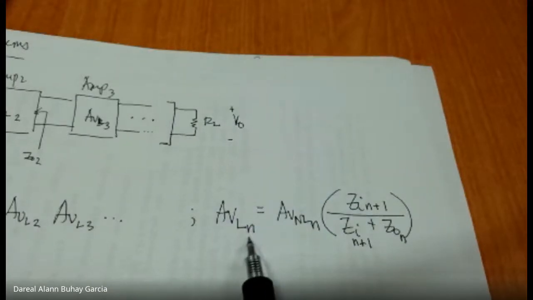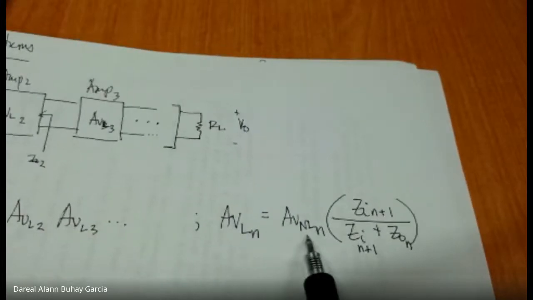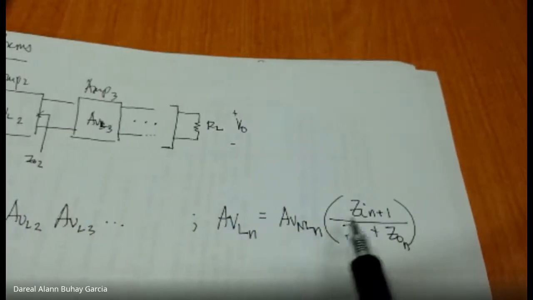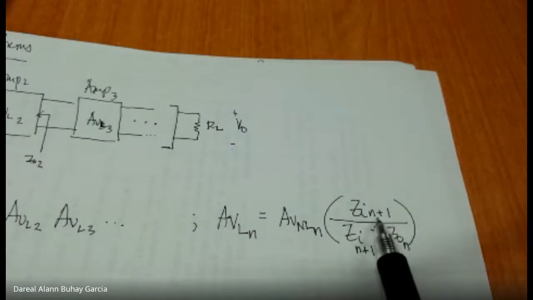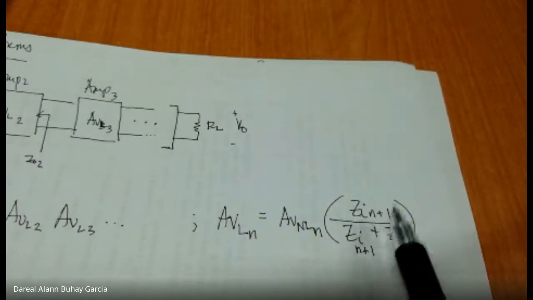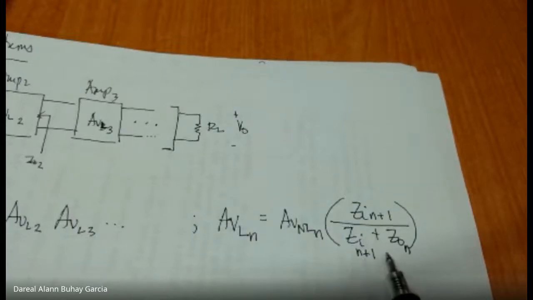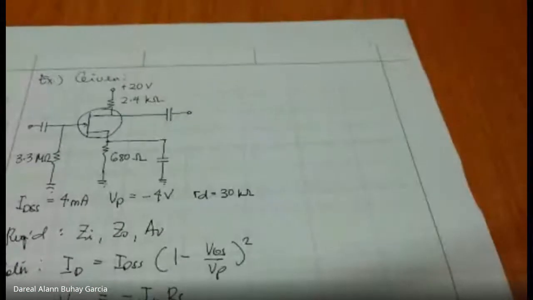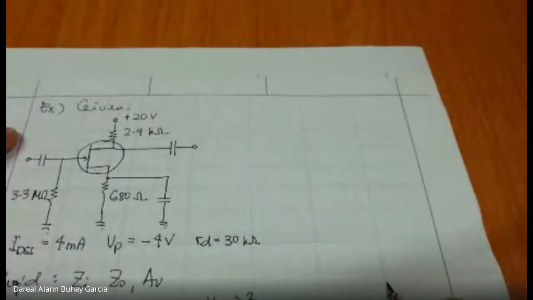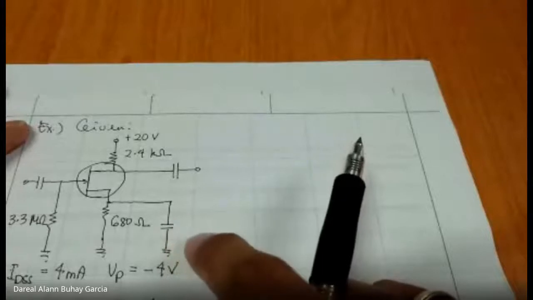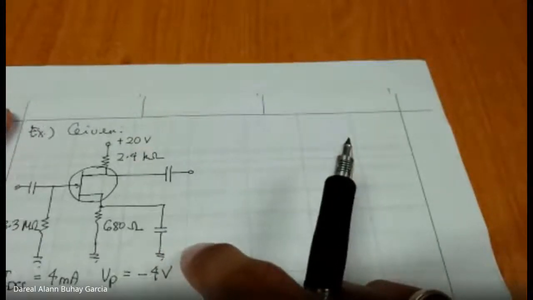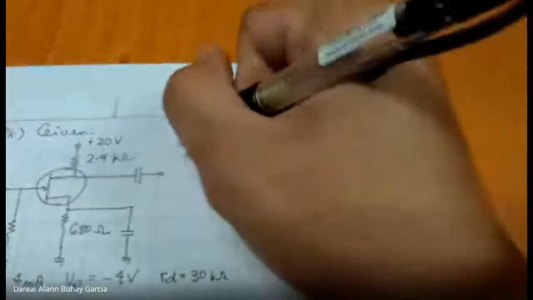For example, the loaded voltage gain of amplifier 2 is the unloaded voltage gain of amplifier 2 times the input impedance of amplifier 3, no? So, sige daw. Balik ka sa main example, using this same circuit. Ito na yung connect.